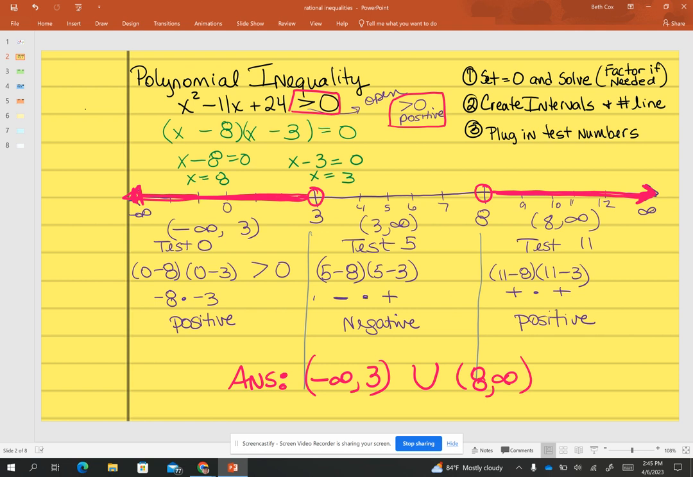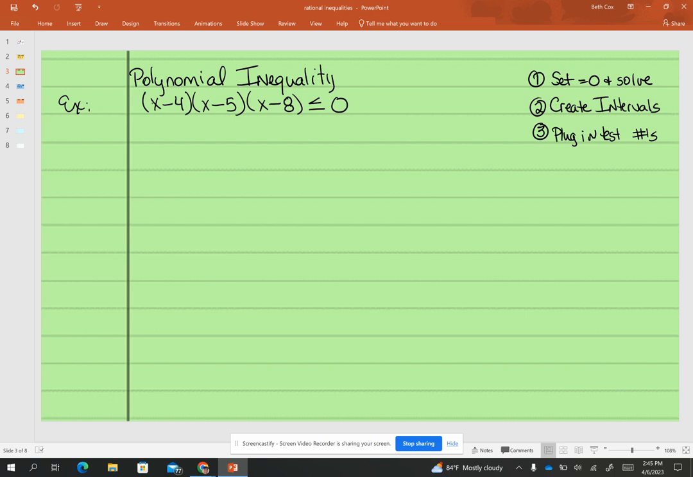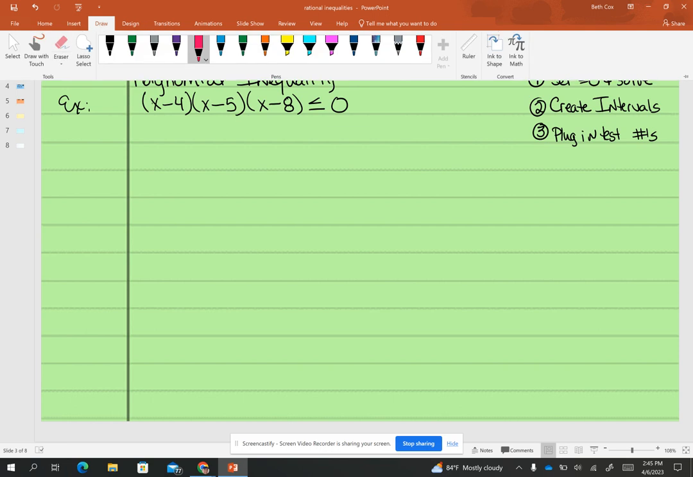Here's another one. This one is already in factored form, and it has 3 factors. Okay, so we're going to have a lot more sections. We're going to have a lot more plugging in, but we're going to do the same thing. We're going to set each one of these equal to 0 and solve.